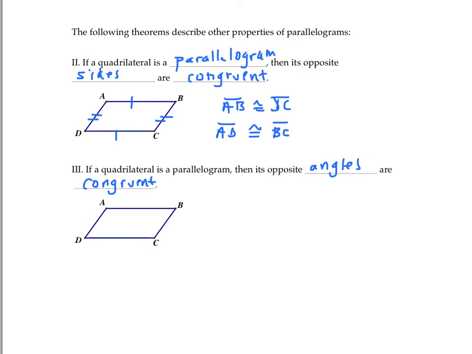So in here, we could say that angle A is congruent to angle C, and angle B would be congruent to angle D. Next, we're going to take a look at how we can use these theorems to set up and solve equations.